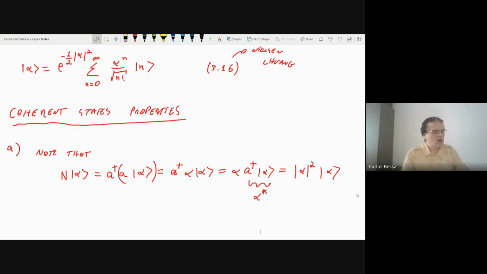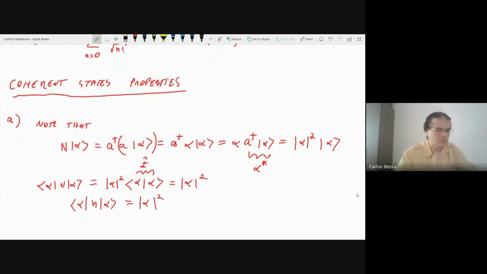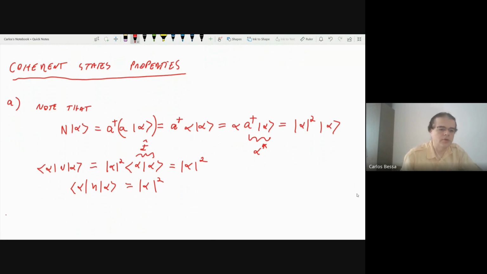Then we can look at the average: alpha n alpha. Applying the bra alpha gives modulus alpha squared times alpha alpha, which is the identity. So the average number of particles is proportional to modulus alpha squared. This is one of the properties.